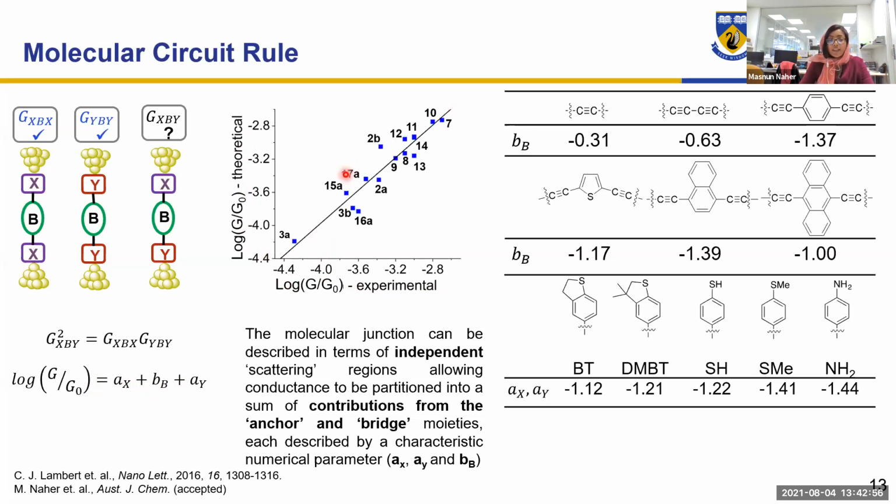And interestingly, you can see the experimental results are in good agreement with the theoretical results, which is telling us the molecular circuit rule is a good, reliable technique which can compete with the Landauer-Büttiker model, and is definitely a much simpler and easier method, which can help us to predict the conductance of a designed compound before synthesizing and measuring the conductance of the compounds.